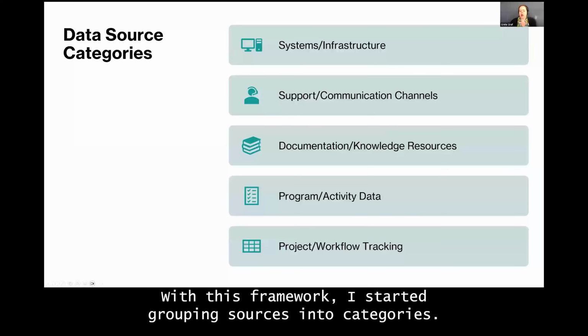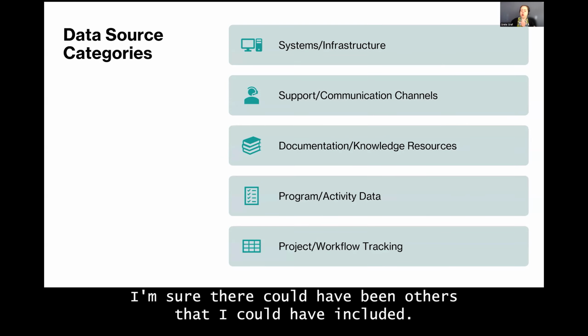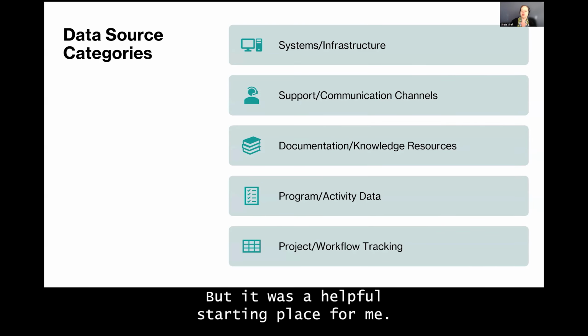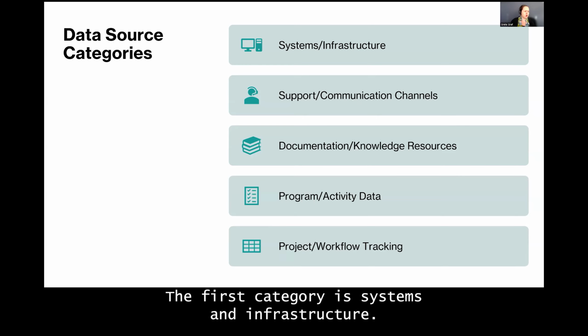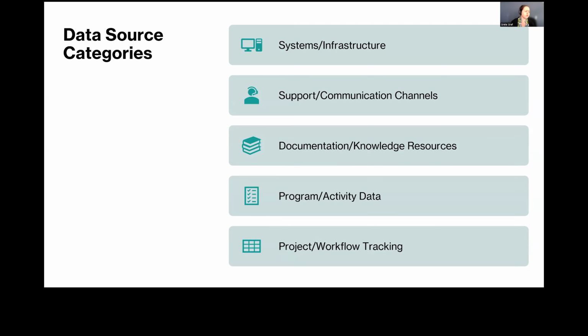So with this framework, I started grouping sources into categories. These are very broad categories. I'm sure there could have been others that I could have included, but it was a helpful starting place for me. So the first category was the systems and infrastructure. So this would include things like our digital preservation system database.